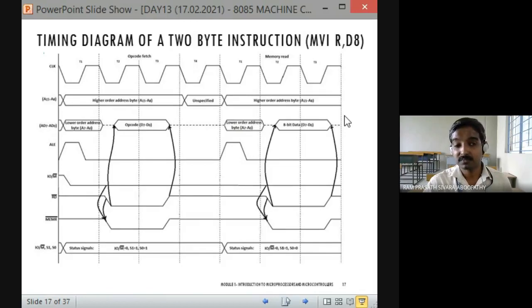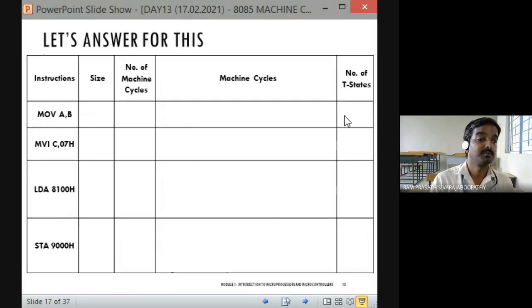See, what you should imagine is that for an instruction to execute, the opcode must be fetched. Okay, once the opcode is fetched, what does the processor know? It has to move an 8-bit data immediately to the accumulator. That's all the processor knows. But the data is available in the next memory location. So what does it have to do? It has to read the memory one more time. So a memory read cycle is needed. That's all. Clear? Is it clear for everyone? Yes, fine. Now, let's answer this.